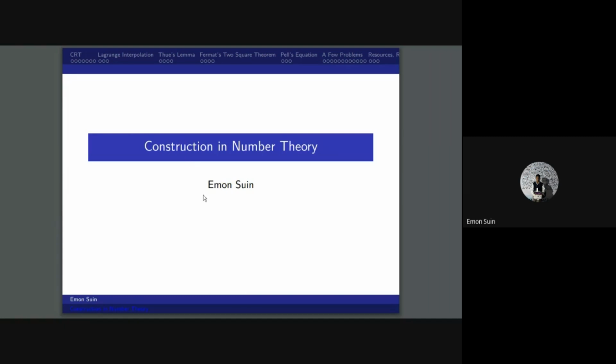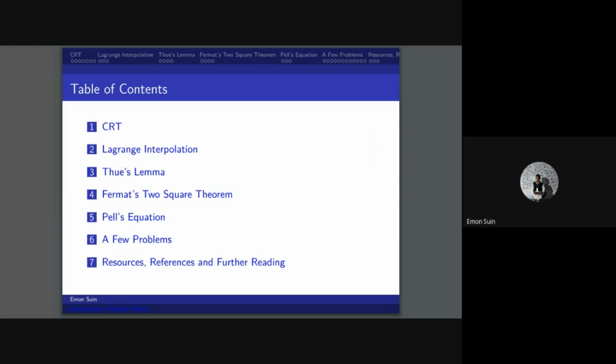So now, what will we cover? In this lecture we shall cover the CRT, the Chinese remainder theorem, followed by Lagrange interpolation. Then we'll learn Thue's lemma, which will be followed by Fermat's two-square theorem and Pell's equation, and then we shall end with a few problems. So I think we can start the session now.